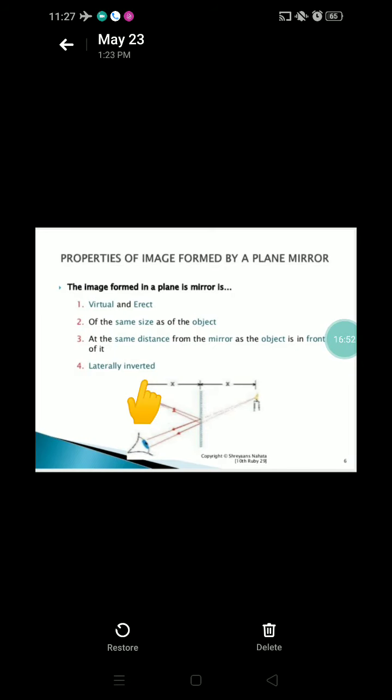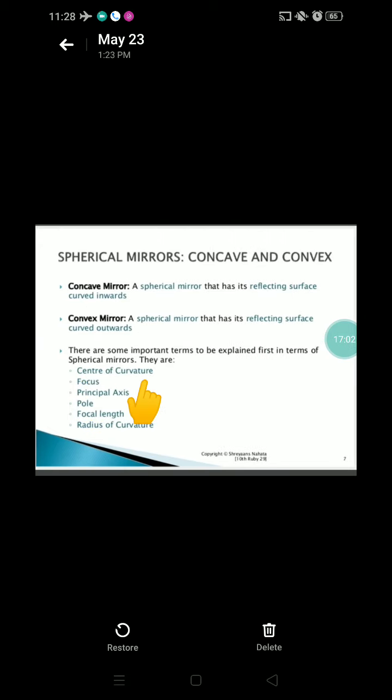Students, please write the next question. What are the properties of the image formed by a plane mirror? You have to write these 5 points. Okay, now we are moving to the next type of mirrors.